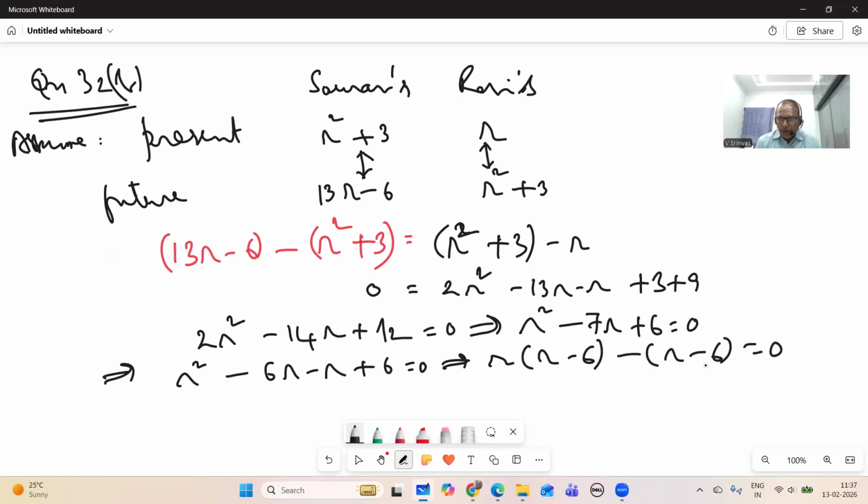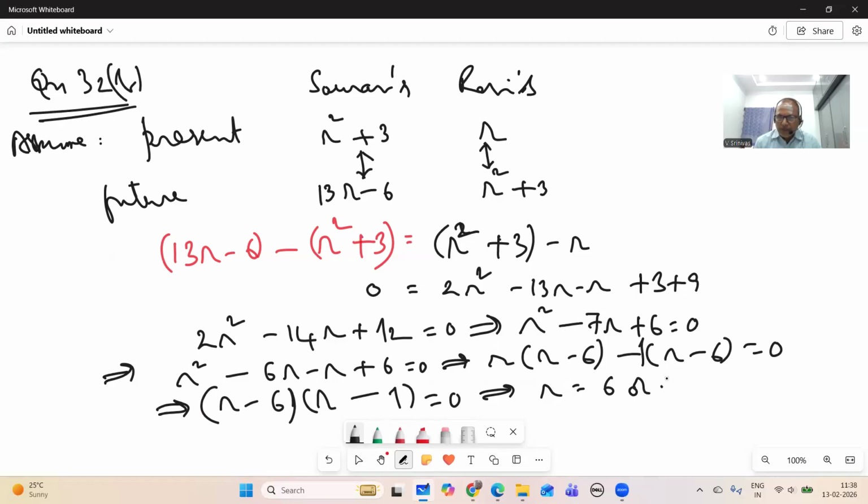And between these two, r minus 6 is common. This implies r minus 6 into r minus, nothing is there means there is 1, minus 1 is equal to 0. In front of this parenthesis, nothing is there means there is 1 present as a multiplier. So r minus 6 is out, take it out. R comes here, minus 1. This r minus 6 is out, so minus 1 remains. So from here you get r minus 6 is 0 or r is 6, or r minus 1 is 0 means r is 1.